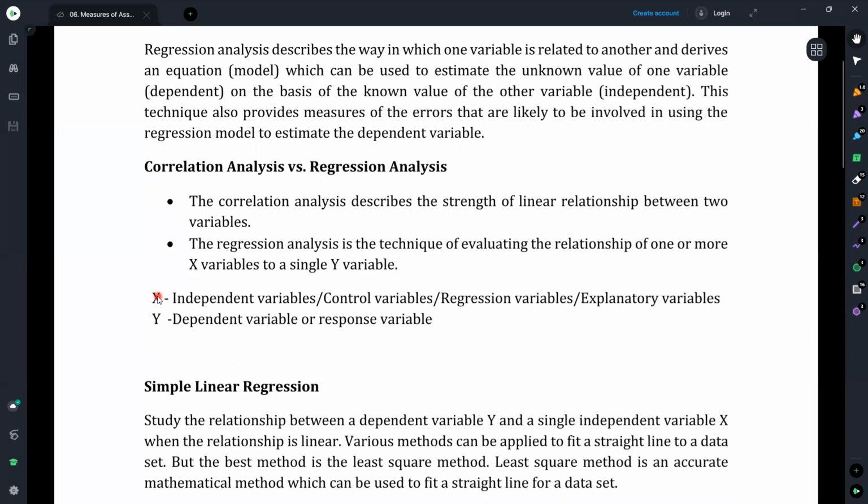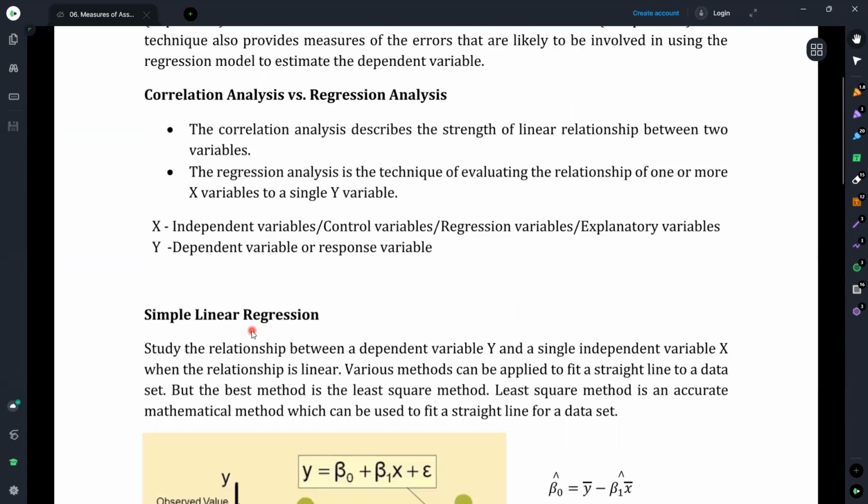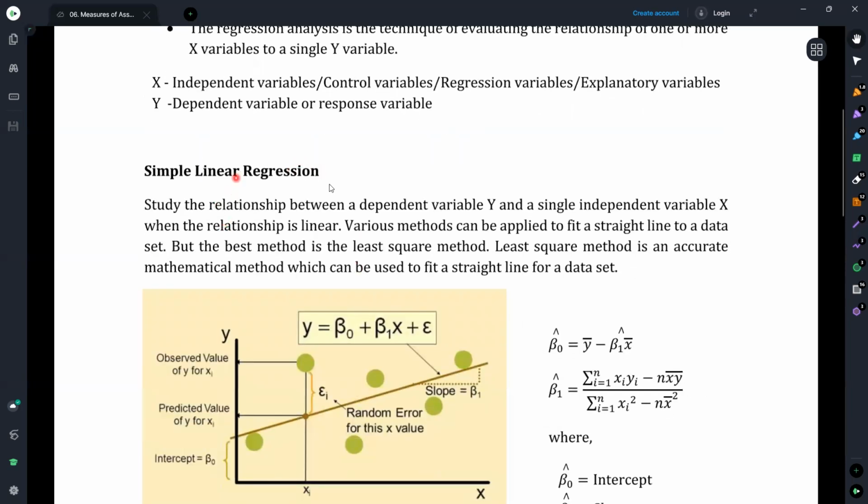Here also, we are going to find the linear relationship among the variables in an equation form, and we are taking only one independent variable. That's why we call it simple regression. Here we are using one independent variable and one dependent variable only for the discussion of simple linear regression, which is used to study the relationship between one dependent variable and a single independent variable.